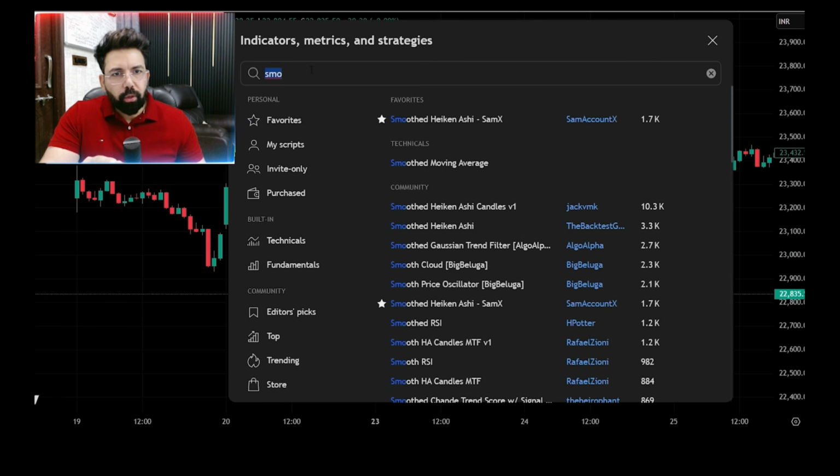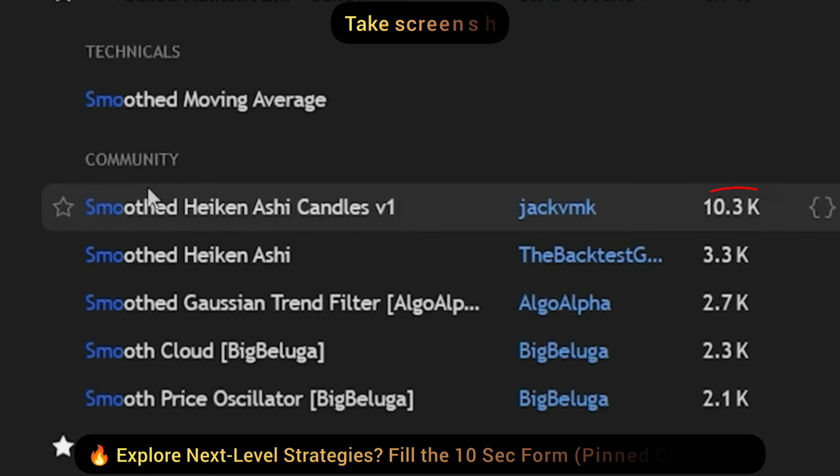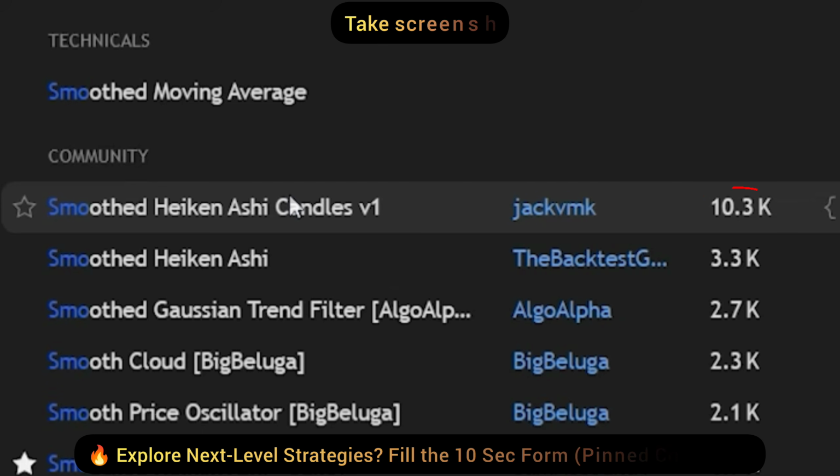So here on the indicator, we have to type smooth. Now, when you type smooth, there are going to be so many options. We have to go for smooth Heikin-Ashi. This has around 10,300K people already like it. Now we have to just simply click it.